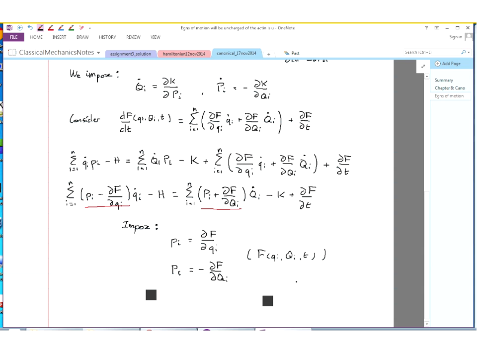So if those two terms, the terms I underlined in red, are 0, then the transformed Hamiltonian, capital K, which I refuse to call the Hamiltonian, which is a function of capital Qi, capital Pi, and t, is equal to the Hamiltonian h, which itself is a function of the little qi's, the little pi's, and t, plus this ∂f/∂t.